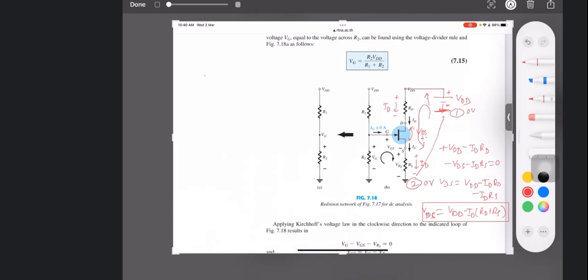So the first part is to write the currents: IC, IB, IE in case of BJT. Here it is ID and IG. IG is easy here, because IG is 0 whether it is MOSFET or JFET, either of the two.